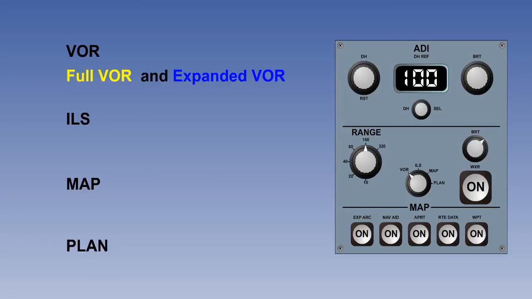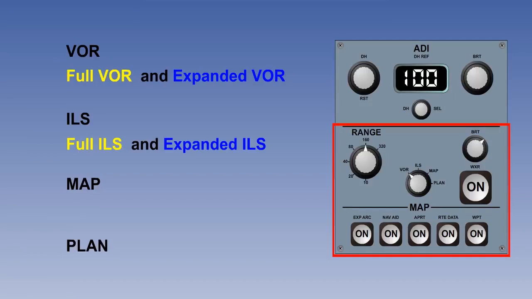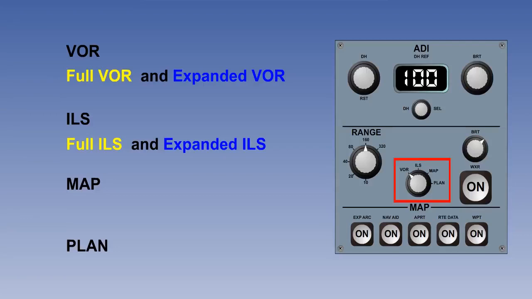VOR mode can be further subdivided into full VOR mode and expanded VOR mode. Similarly, ILS mode can be subdivided into full ILS mode and expanded ILS mode. We will look at all the modes in turn this lesson. The modes are selected using the controls on the EHSI section of the EFIS control panel, which is highlighted here. The control knob in the centre of the EHSI control panel is the principal mode selector.